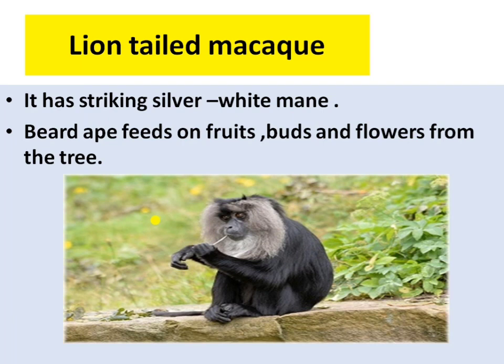They are found exclusively in the Western Ghats mountains of southwestern India, in the upper canopy of tropical evergreen and monsoon forest. Their population is declining day by day because they are threatened by habitat fragmentation, hunting and the pet trade. So these are the adaptations of the lion-tailed macaque.